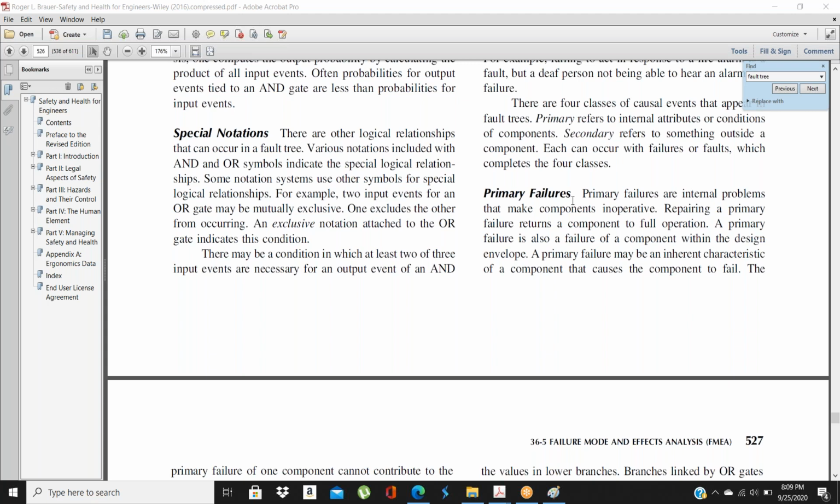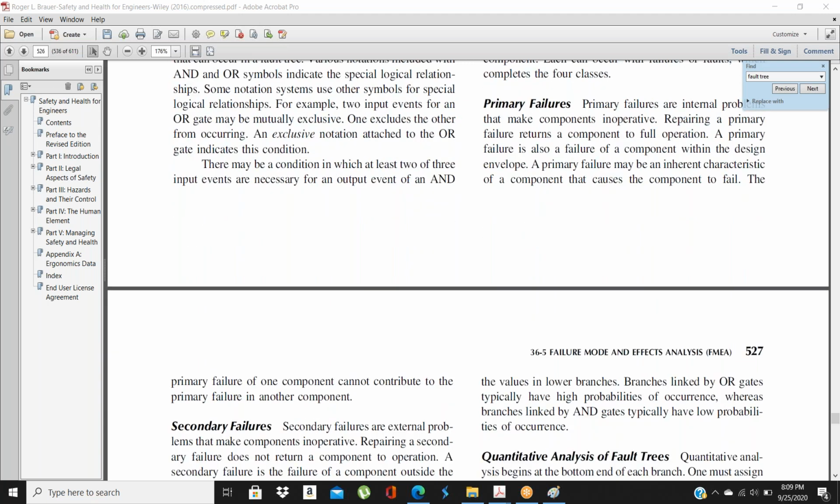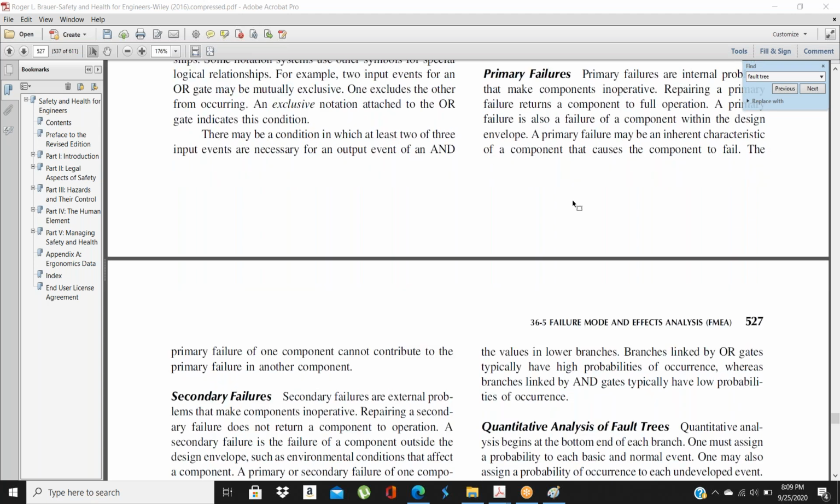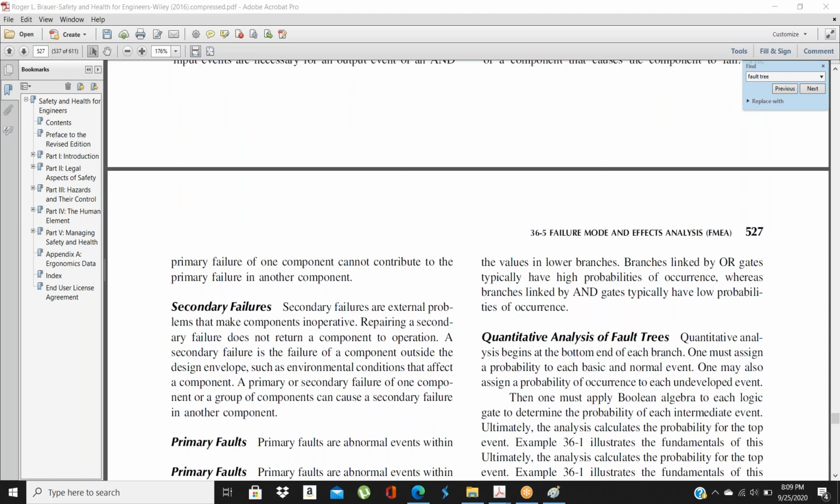Secondary failure may be due to humidity, the valve is damaged. Maybe some vehicle damaged the valve. This is secondary failure, due to the environmental conditions, an external problem. Maybe environmental, etc.